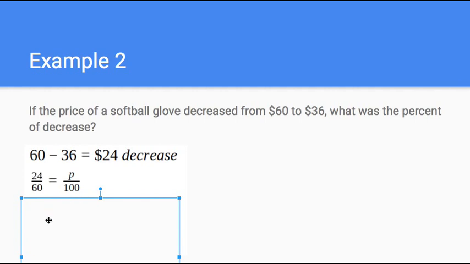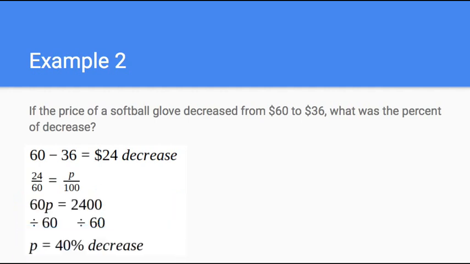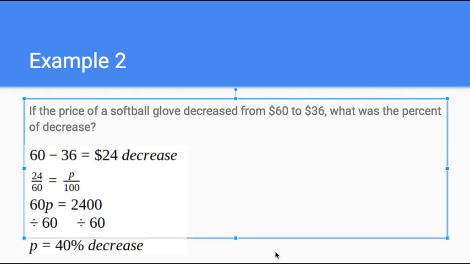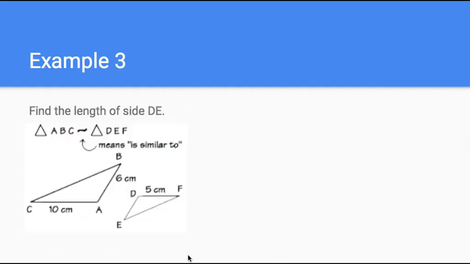Now it's just a simple matter of cross multiplying and solving. 60 times P is equal to 24 times 100, which is 2,400. Divide both sides by 60, and my percent of decrease is 40%. It's decreasing 40%. Now let's look at scale factor.